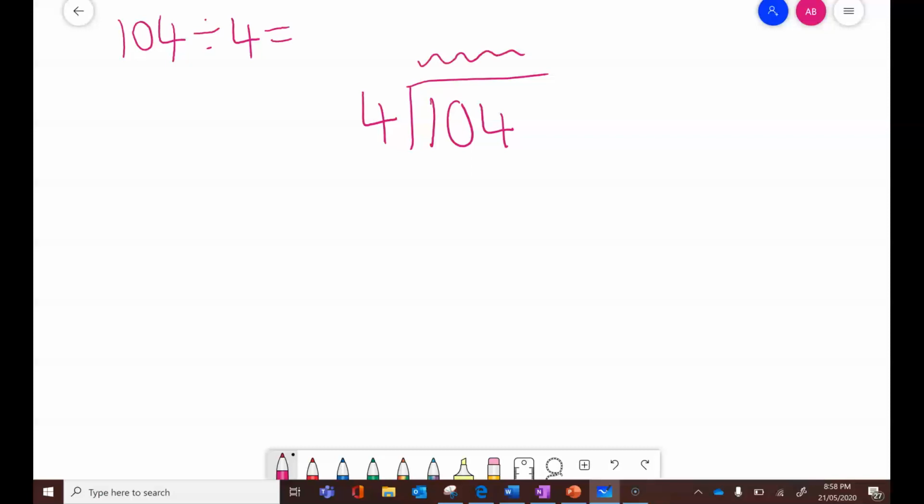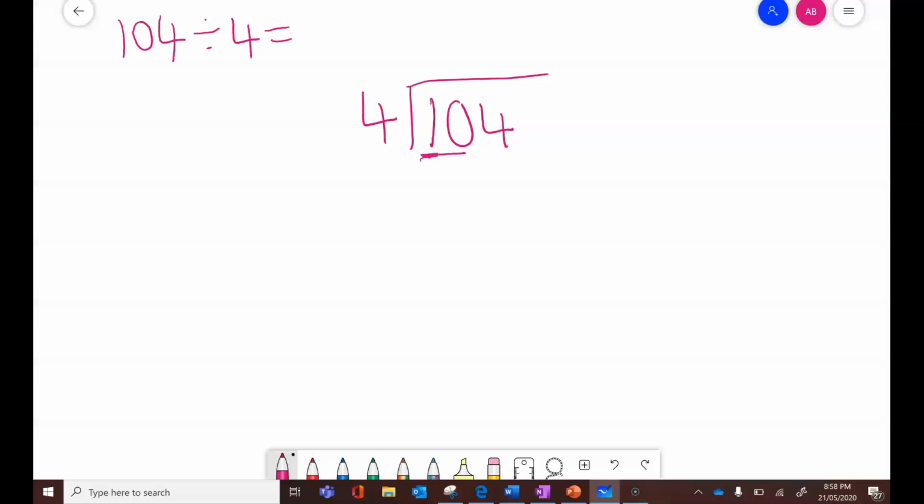So let's work that out. First thing I want to do is divide. So I look at my first, and remember we treat these as digits, we don't treat them as numbers, because that number is worth 100. But for the algorithm, I just treat it like a digit, so it's 1. So 1 divided by 4, I can't do that.